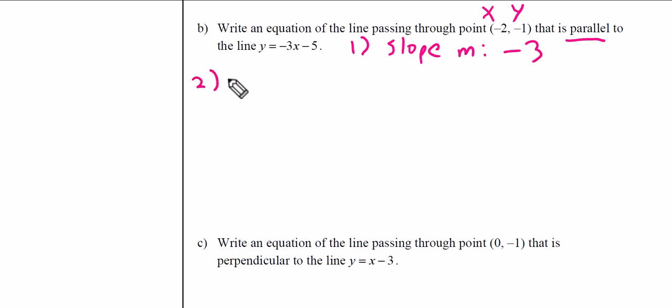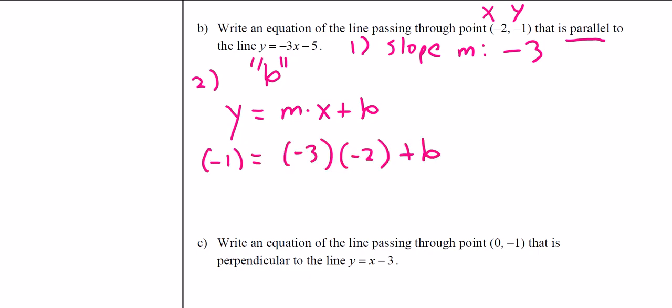Step 2, let's find that b value. We'll begin with the y-intercept form, the slope-intercept form. We plug in the correct values, so y is negative 1. The slope is negative 3.